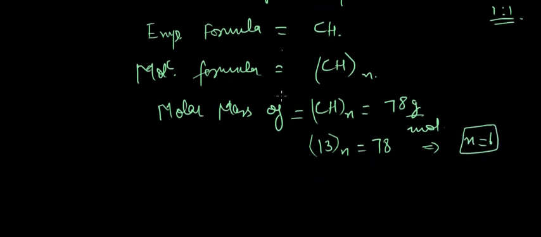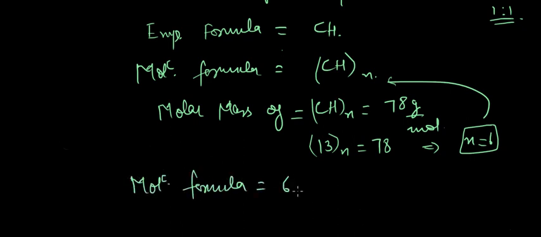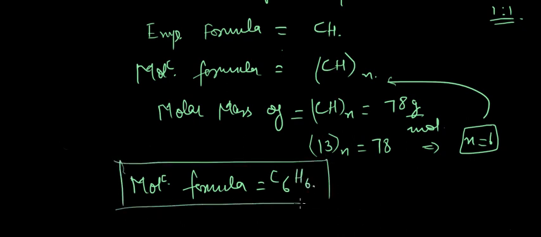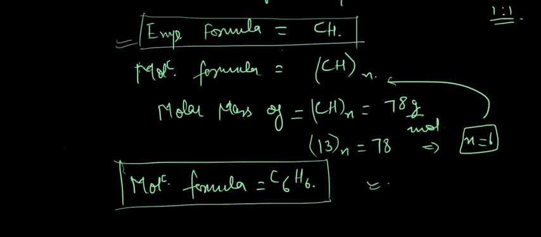Okay, hence the molecular formula, when n is put as its value 6, comes out to be C6H6. So this is the required answer. Okay, so the empirical formula is CH and the molecular formula is C6H6.